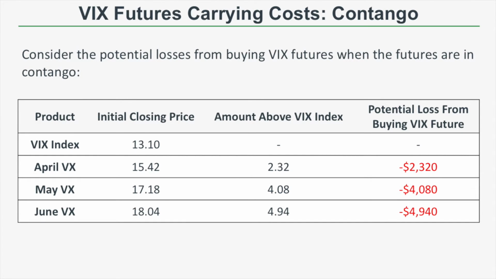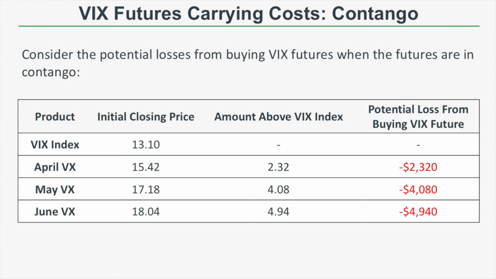So to build on that last point, let's consider some potential losses from buying VIX futures when the futures are in contango. So when the longer term VIX futures contracts are more expensive than the near term VIX futures contracts. Let's say the VIX index is currently at 13.10, and let's say the April VIX future is at 15.42. If you buy that April VIX future at 15.42, you'll lose $2,320 if the VIX index remains at 13.10 through the April VIX futures settlement. And that's because the April VIX future that you purchased is $2.32 above the VIX index.